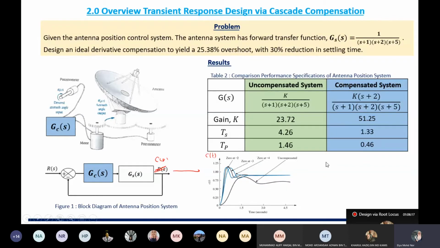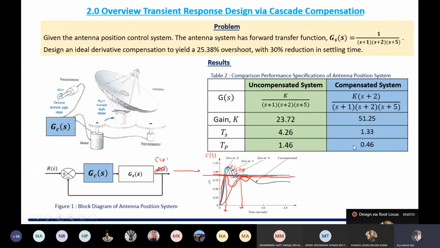But when we have a PD compensated system, where we only add one zero at the numerator here, what happens? At gain 51.25, we are able to get the output response with 25.38% overshoot, and we are able to speed up the response, where the settling time will be 1.33 and the peak time will be 0.46. We are able to get the same percent overshoot, but the peak time will be faster and the settling time will be faster.